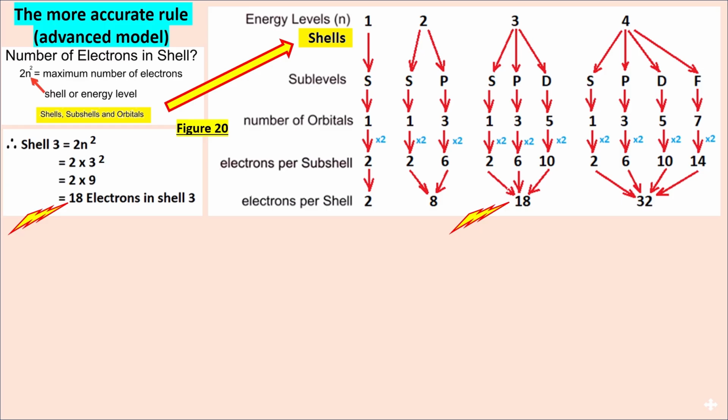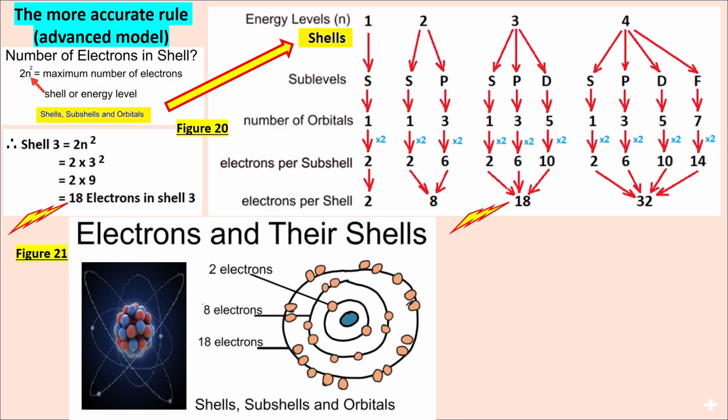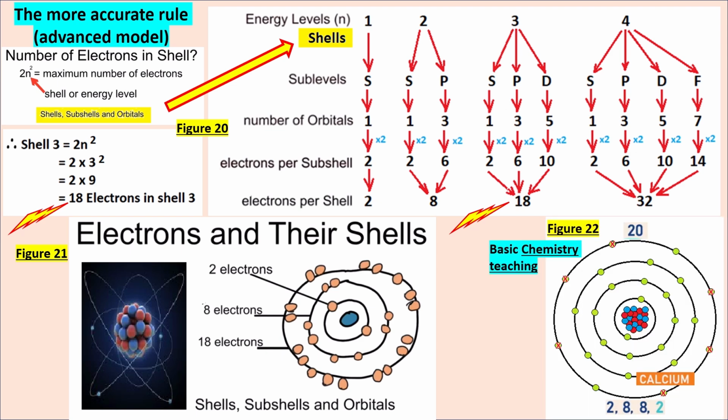So there where those lightning strikes are, you can see those two 18s are comparing with one another. Figure 21 shows electrons and their shells. Now, in reality, electrons don't look like the little diagram on the right-hand side here, which is like our solar system. It looks more actually like the blue diagram that you see there, where the electrons are flowing in different orbitals. They're not in one plane, they're in different planes, not like the solar system.